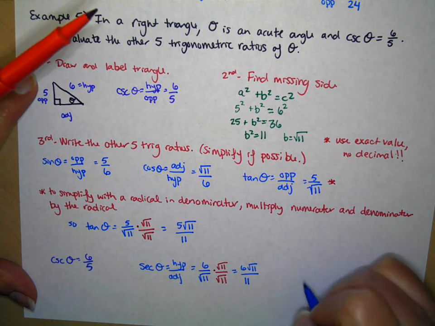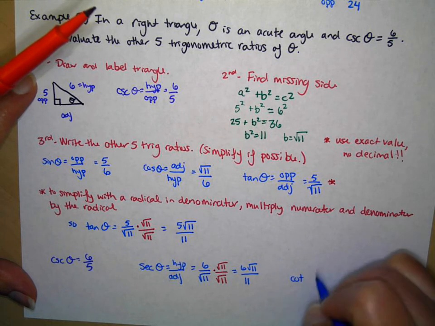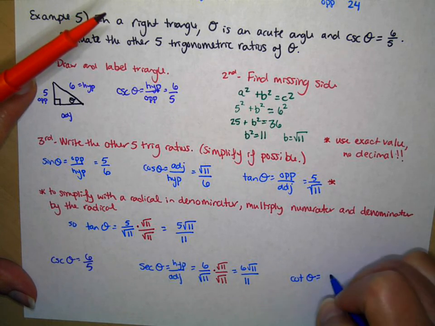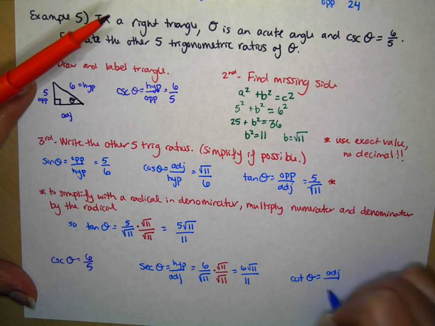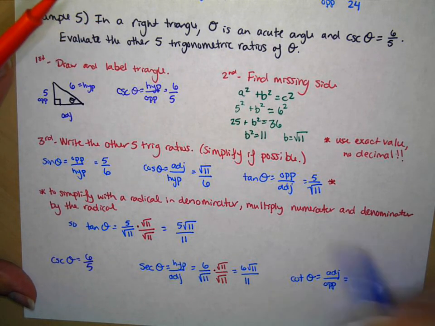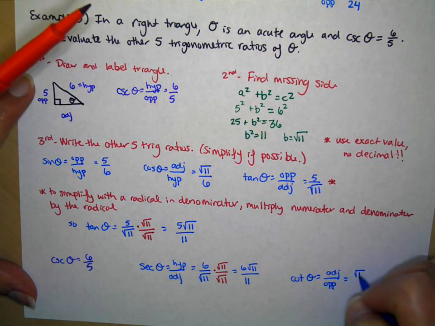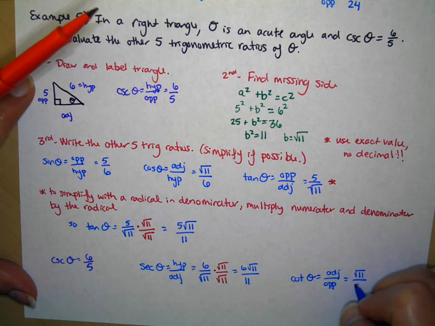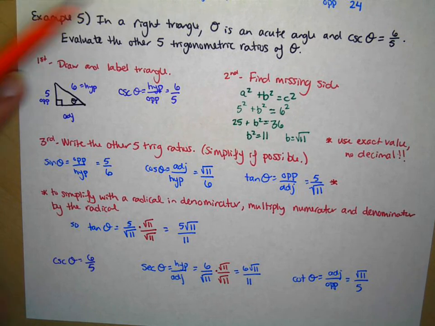And our last trigonometric function, cotangent theta, is equal to our adjacent side over our opposite side. Our adjacent side was square root 11 over our opposite side is 5. That's already simplified. There's no radical in the denominator, so that is our answer. And that is everything that you need to know to be able to do your assignment from section 9.1. Good luck.